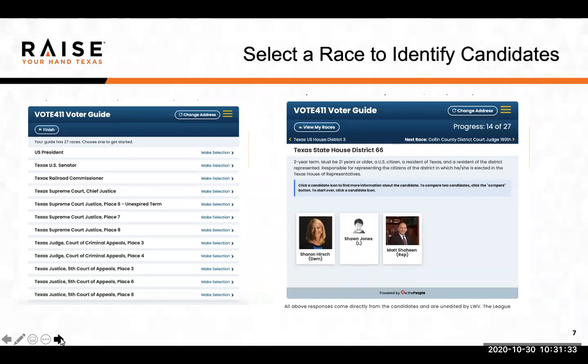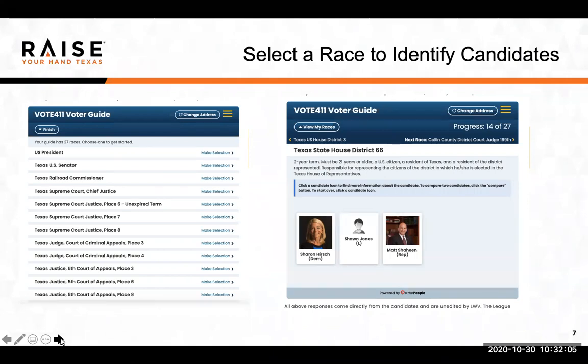So on the left-hand side is what they're calling the voter guide, and it lists all of the races that will be presented on your ballot. I put in my home address and it says in small letters, your guide has 27 races. Click one to get started. So I've only got one screenshot here, but when you scroll further down, I have picked the race based upon where I live, which is District 66.